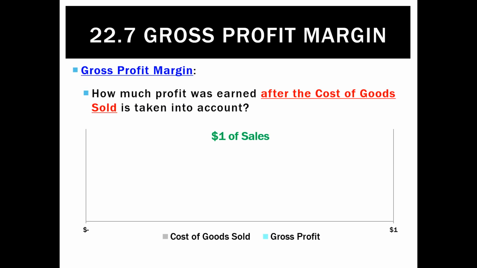We can also look at it as a chart. We'll look at a graph and say here's $1 of sales. 55 cents of that dollar will be cost of goods sold. What that means is there'll be a bit left over for us, and that's called our gross profit. So in this case, that's 45 cents of every sales dollar.